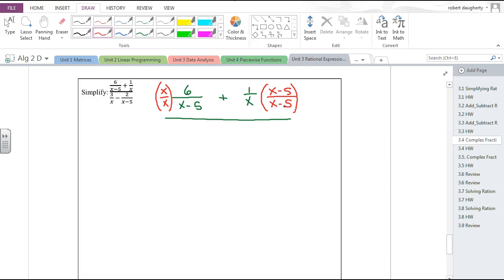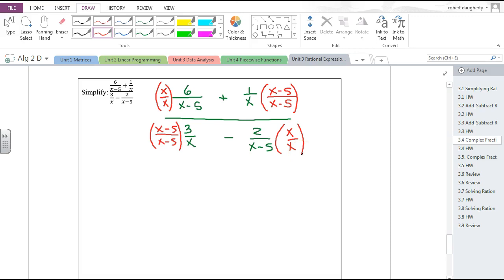Now let's go to the denominator. You've got 3 over x minus 2 over x minus 5. What's the common denominator here? Same thing, x times x minus 5. So this problem is going to simplify because of having the same common denominator on both the top and the bottom of this complex fraction.